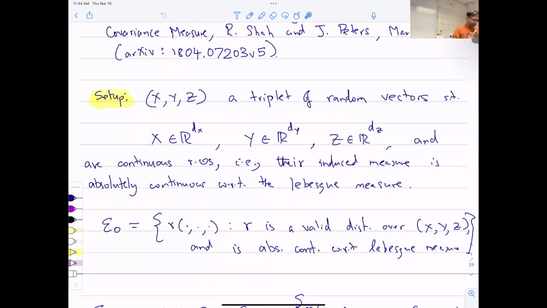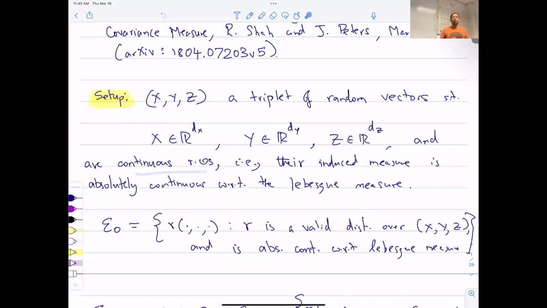Okay. So the setting here is X, Y, and Z are vectors of certain dimension. They're continuous random variables. What do I mean by that? That their induced measure is absolutely continuous with respect to the Lebesgue measure. I'm sorry, from now on, I'm going to be a little more technical than what we have been doing so far, because these things are actually important. I'll try to describe these things in other language as well, but I want to state these things too.